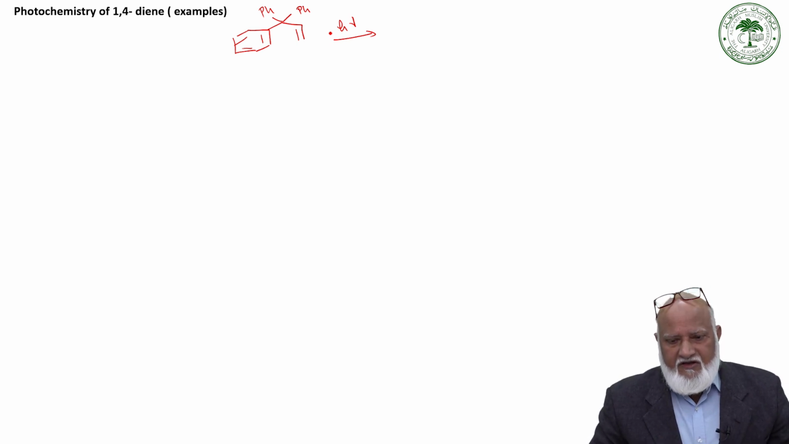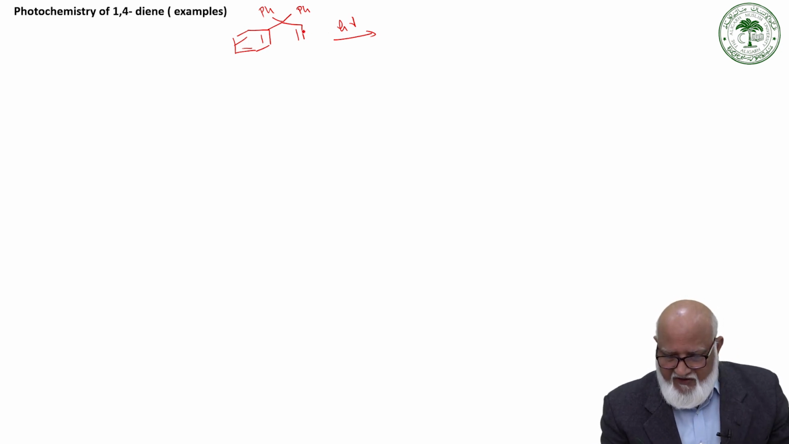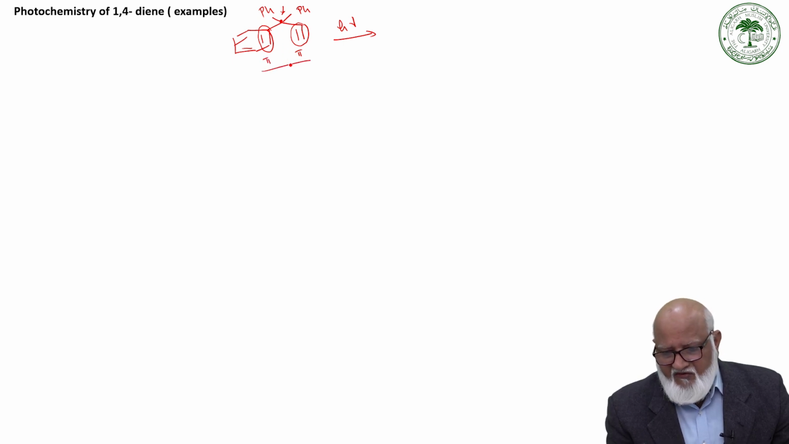cyclization. If we look at this molecule very critically, we have one pi bond and another pi bond of the benzene ring separated by a methylene group. So 2 pi bonds, one pi bond and another pi bond, separated by a methylene group. So this is nicely set for the di-pi-methane rearrangement.